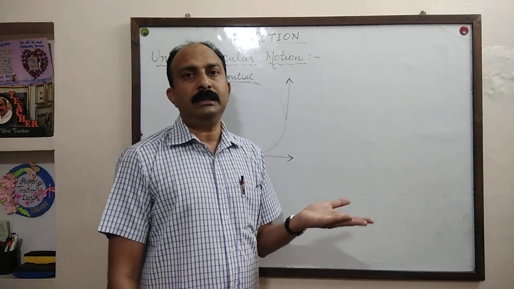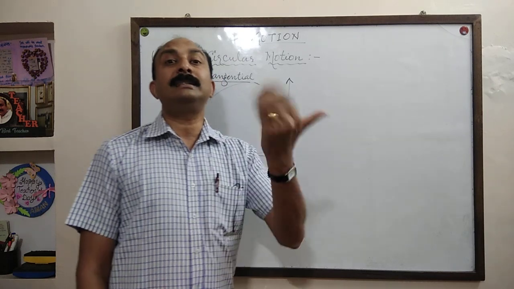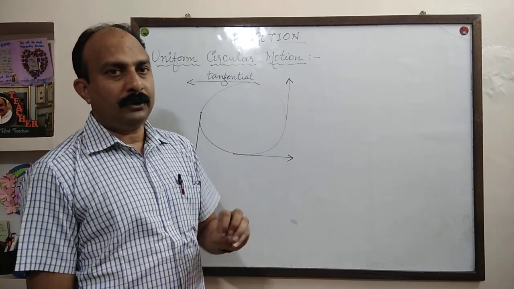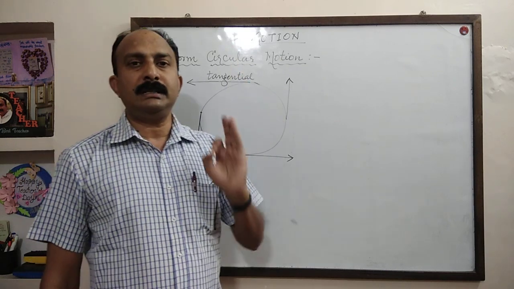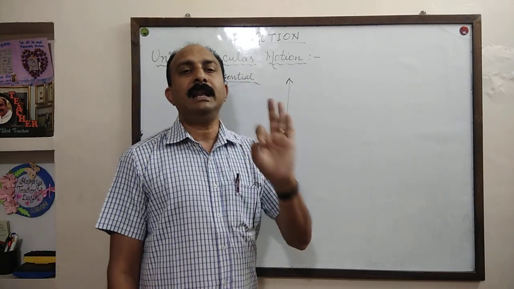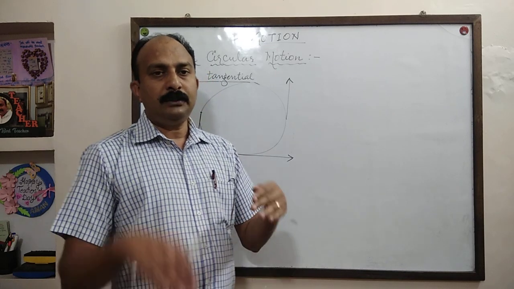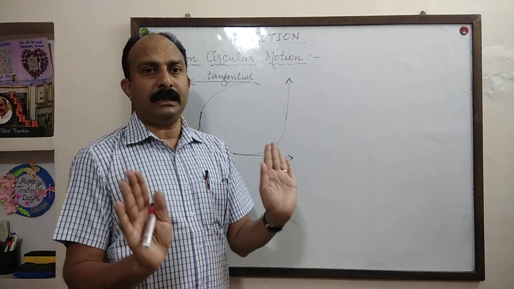If velocity changes, we say it has acceleration. So this is a typical case. Uniform circular motion is also accelerated motion. It is not because of the velocity increasing.